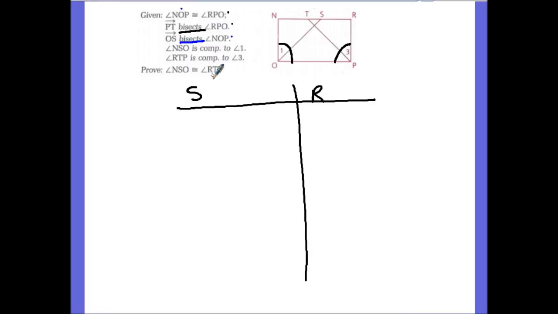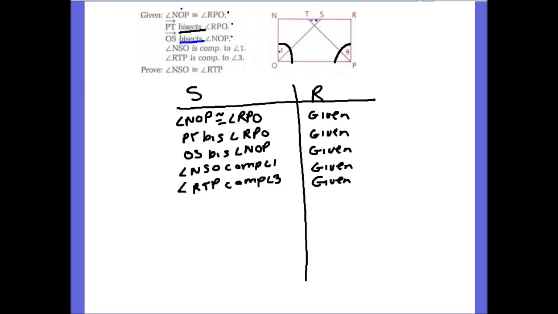And then we have some complementaries. Angle 1 is going to be complementary to angle NSO. And we also are given that angle 3 is going to be complementary to angle RTP. Now, we're trying to prove NSO, one of the repeats, is going to be congruent to angle RTP, one of the other repeats. That's where we want to end. Let's take a second, let's write down our givens. Alright, so here we go.